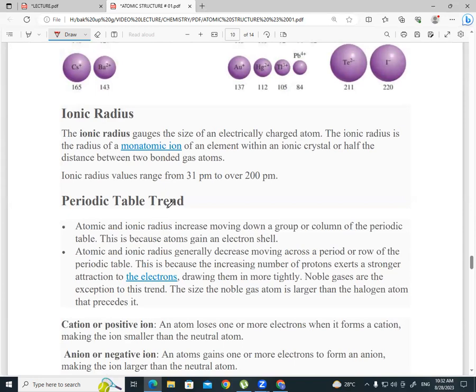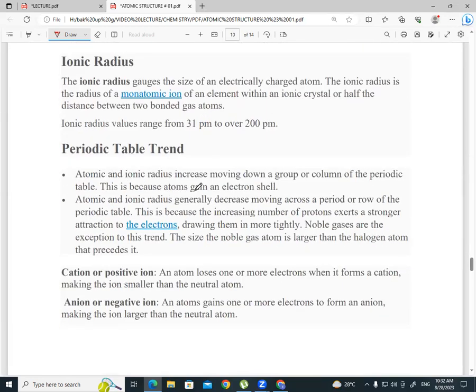Periodic table trends. What does it show? See this, atomic and ionic radius increase moving down a group or column of the periodic table. This is because the atom gains an electron shell. Atomic and ionic radius generally decrease moving across a period or row of the periodic table. This is because the increasing number of protons exerts a stronger attraction to the electrons, drawing them in more tightly. Noble gases are the exception to this trend. The size of a noble gas atom is larger than the halogen atom that precedes it.